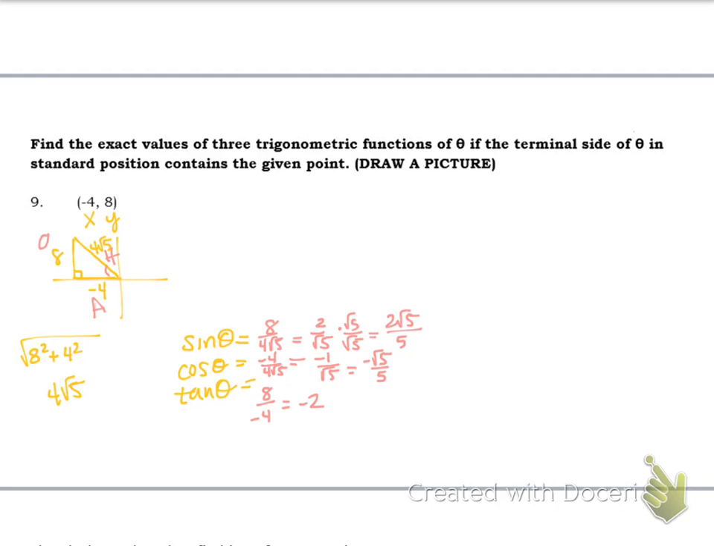Now we want to double check to make sure our negatives are good. So all students take calculus. Sine should be my only positive one, and it is my only positive one. My cosine and tangent are negative. Okay, because that S tells me sine is my only positive.